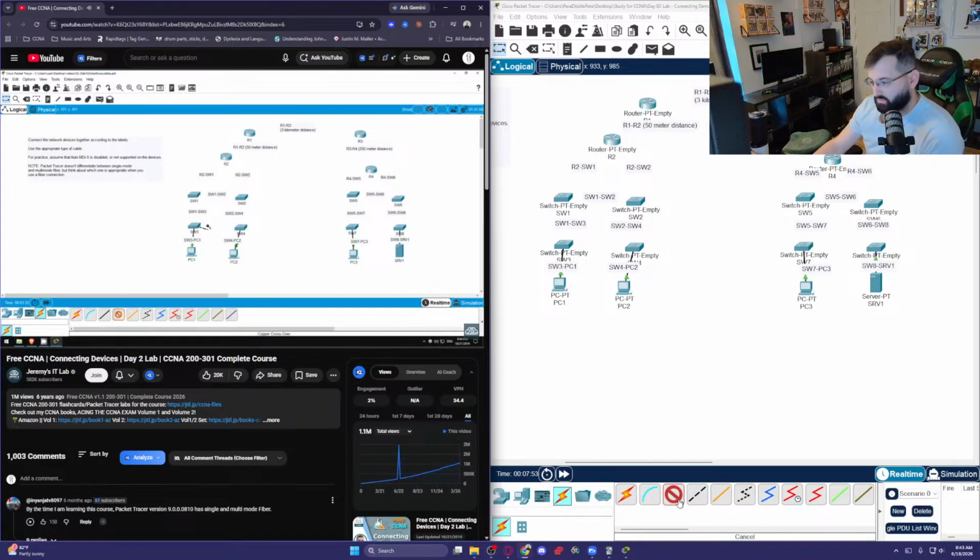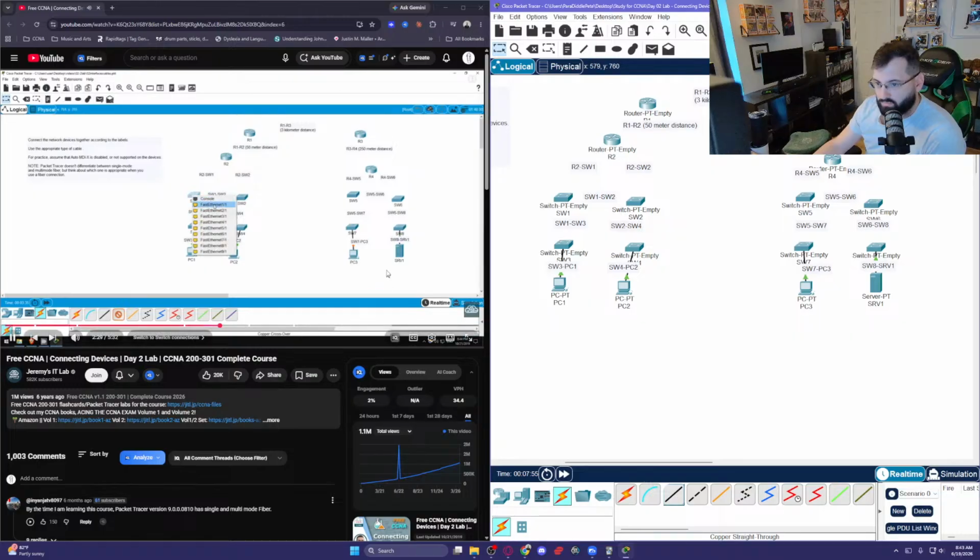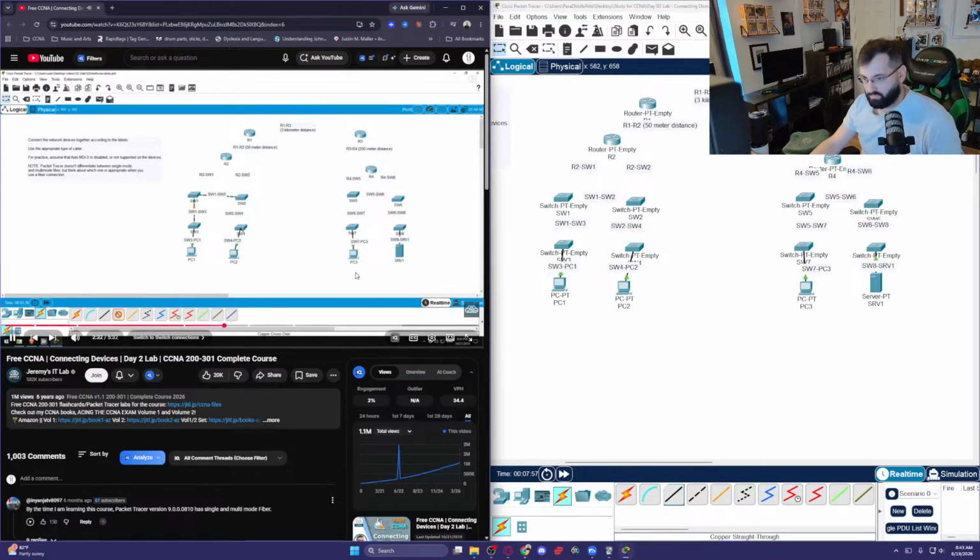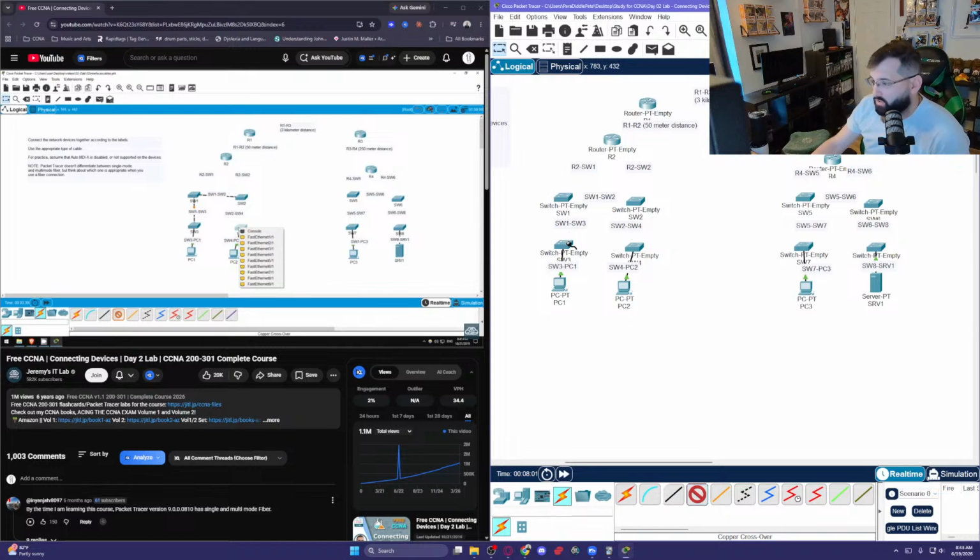Let's connect these switches. Switch 3 to switch 1. Switch 1 to switch 2. Okay, I'm going to finish this out. So here's the crossover. Wait, didn't I already do this one? No, I didn't.